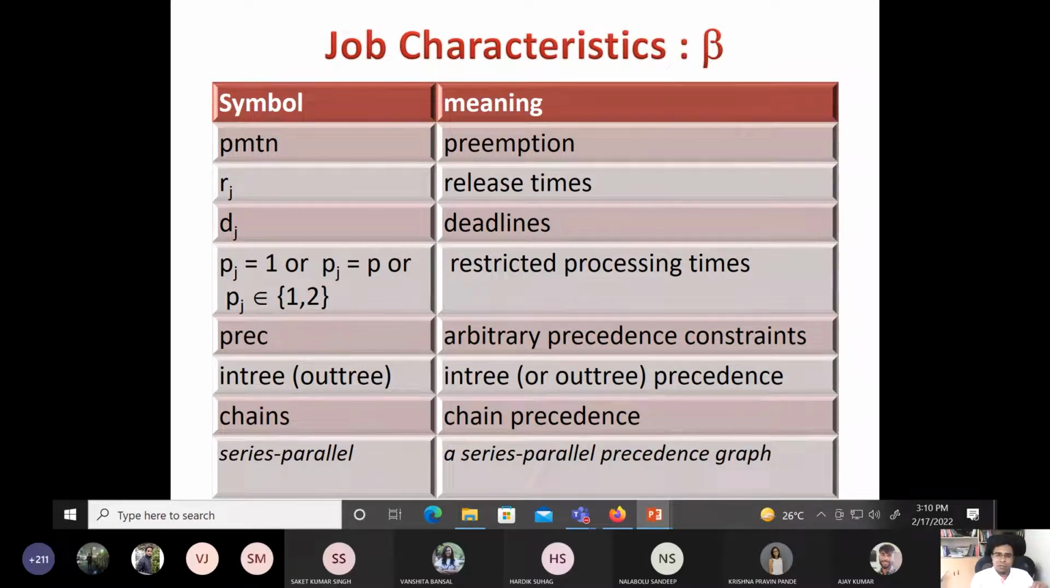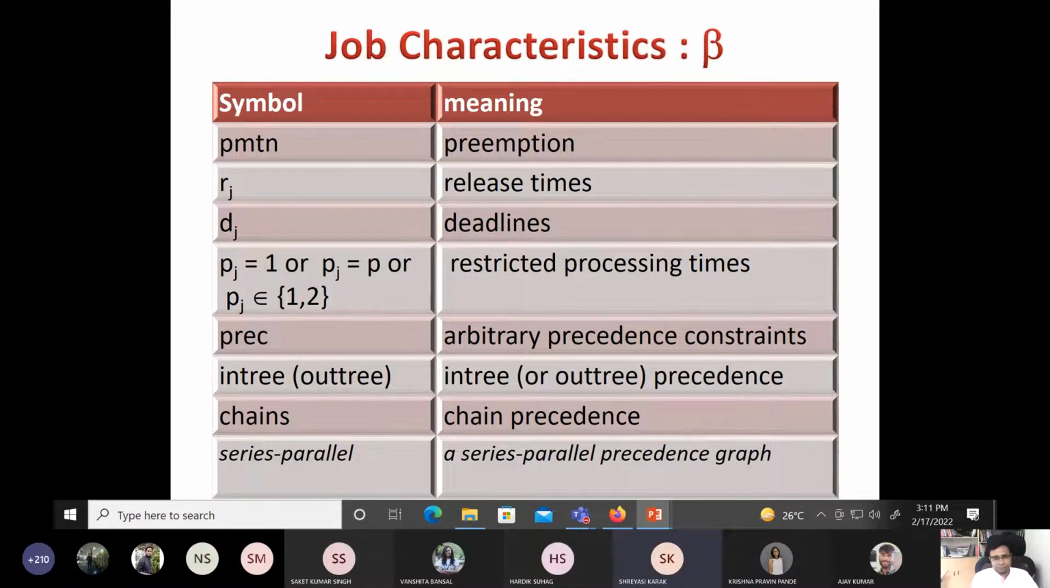All jobs take the same amount of time, but not unit. PJ equal to 1 means all jobs take 1 hour, so 1 hour is the unit, 1 unit of time. And PJ belongs to {1, 2} means all jobs' execution time is either 1 hour or 2 hours. This is restricted, when job statistics come with restrictions.